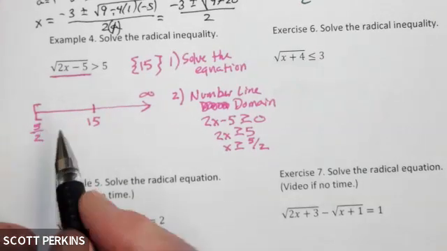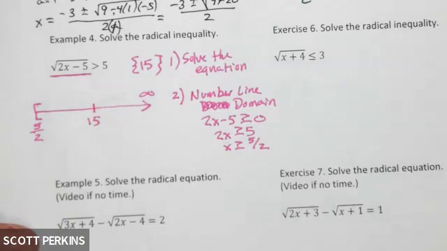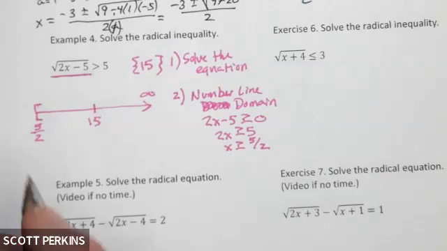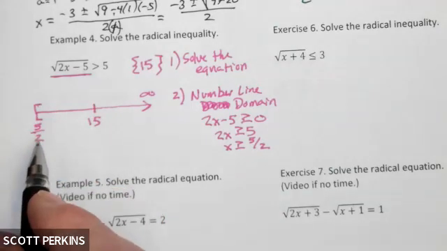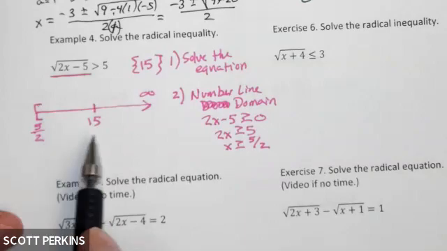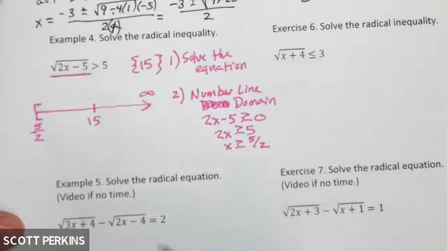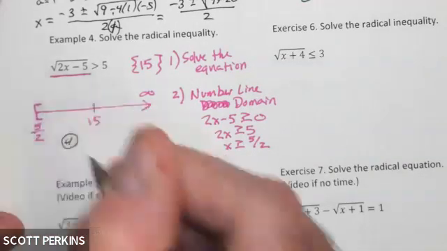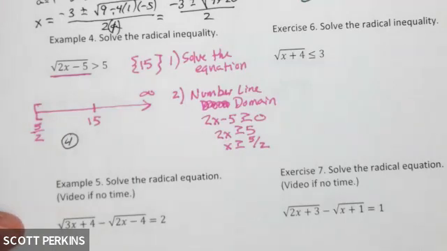What's a number from 5 halves to 15? 1 is 1 from 5 halves to 15. What's 5 halves as a decimal? 2.5. So give me a number from 2.5 to 15. 4. Sounds great. 3, 9, 10, any of those would be good. 1 is not part of the domain. 1 will not be a solution to this inequality.